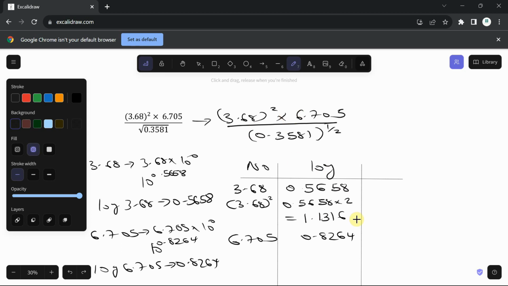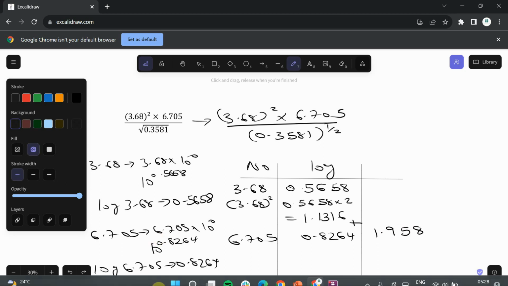So you can see now I have the value of this. I can add them together. So that will be 1.1316 plus 0.8264. Can do that in a calculator. The result will be what I'll put here, which is 1.958. So I'm done with the top here.